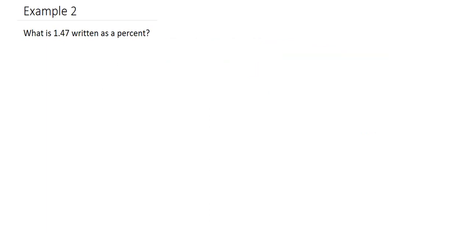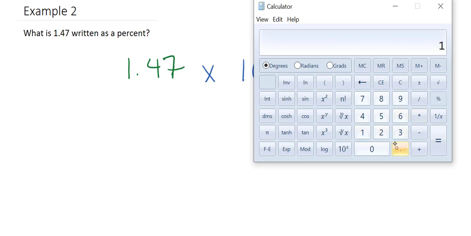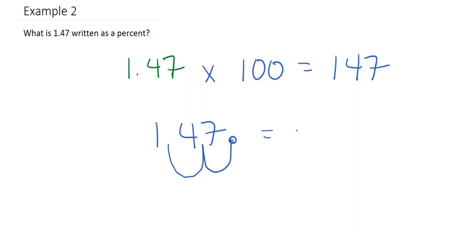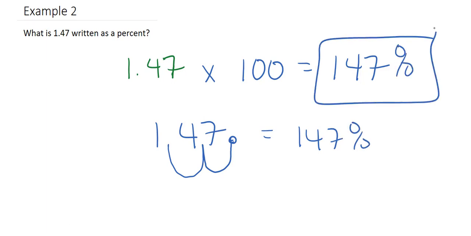Example 2, what is 1.47 written as a percent? 1.47. We're going to multiply it by 100. Or we could have gone 1.47, moved the decimal to the right twice, ended up right there. So it's 147%. So as you can see, multiplying by 100 or moving the decimal to the right will get us to the same answer.